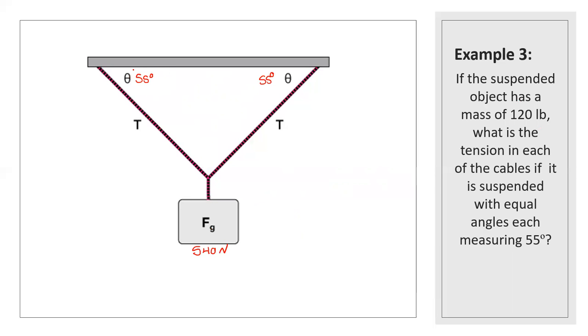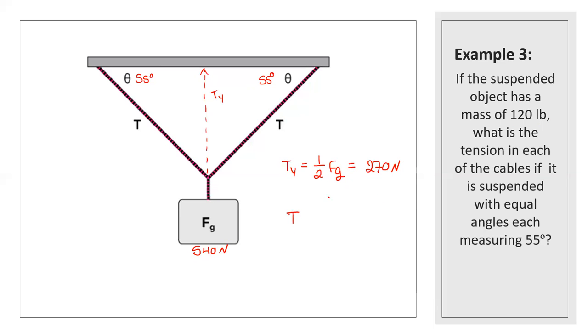Actually, this is getting really close to the ideal lift angle of 60 degrees. So what's the tension in the cable? We know if we can figure out the vertical tension, if I can figure out what Ty is, we can figure out the tension in one of the cables. So Ty is going to be equal to half of the force of gravity, which is equal to 270 newtons.